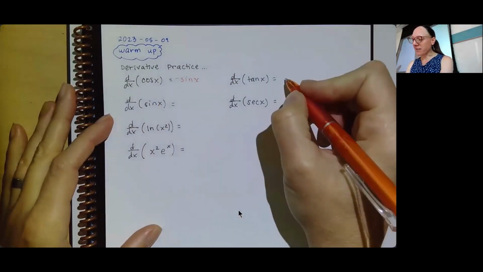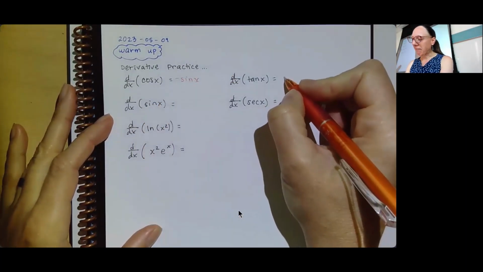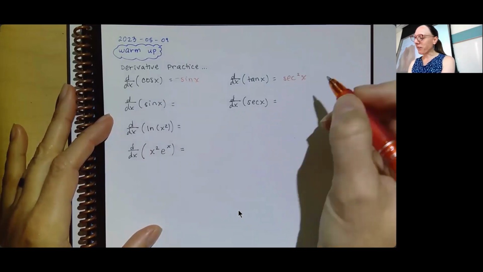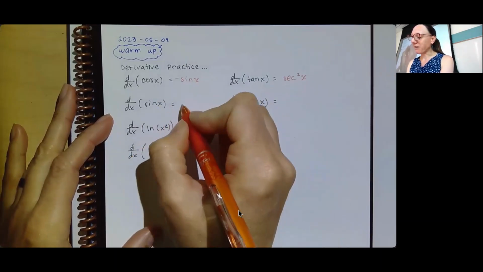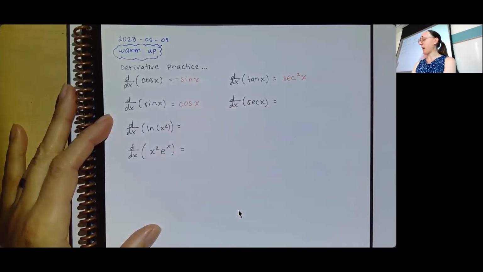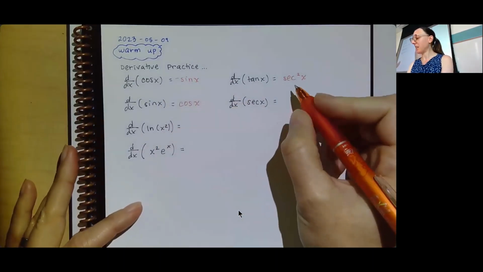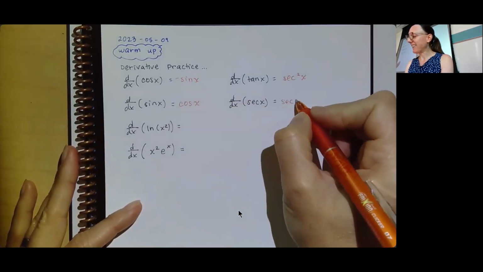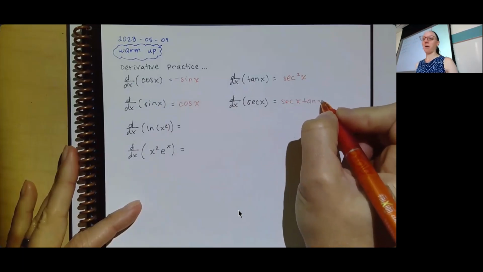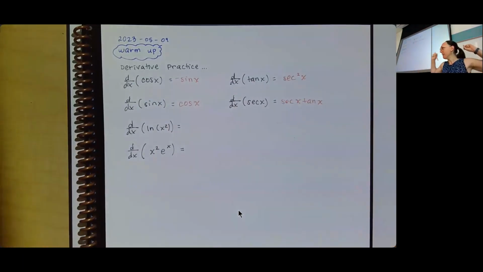Derivative of tangent of x? Derivative of positive sine of x is positive cosine of x. How about the derivative of secant? Okay, I got fewer vocal strong responses to that one. So make sure you include that in your list of things that you're memorizing.